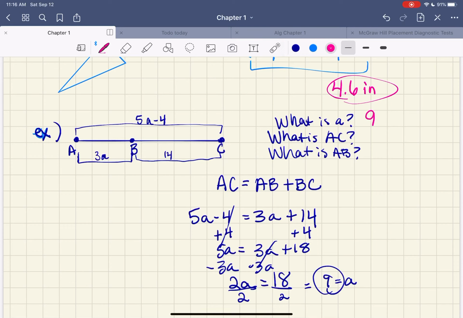If I was asked what AC was, I would have to do 5a minus 4 and then plug in the 9 for the a. 5 times 9 is 45, minus 4 would give me 41. So that's AC, if they asked. And then AB, same kind of deal. Plug in 9 where we see a. That makes it 3 times 9, and that is 27.